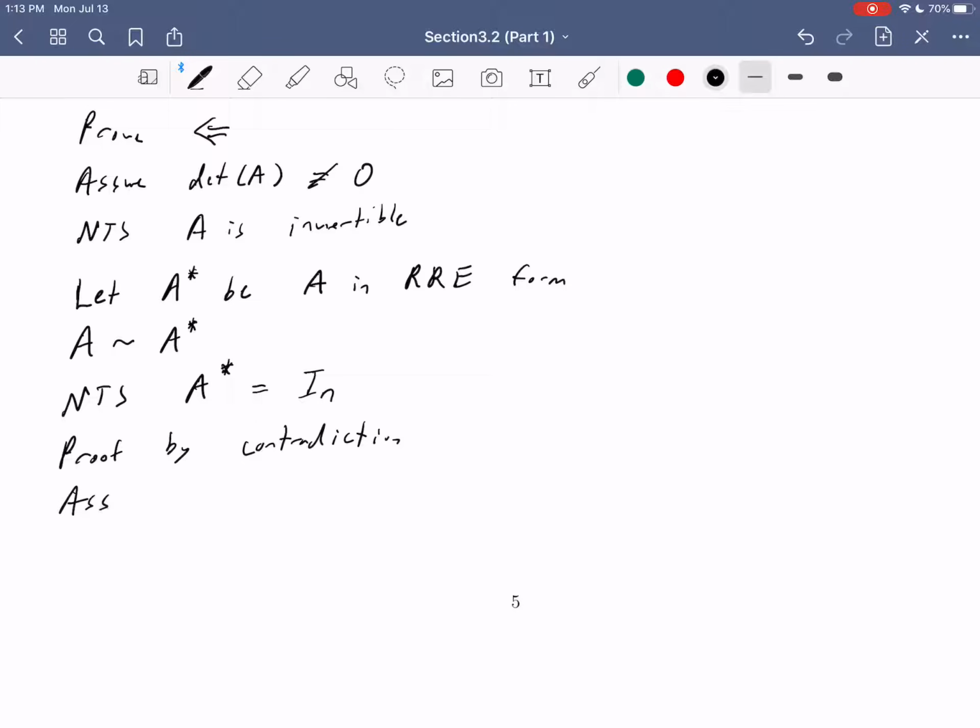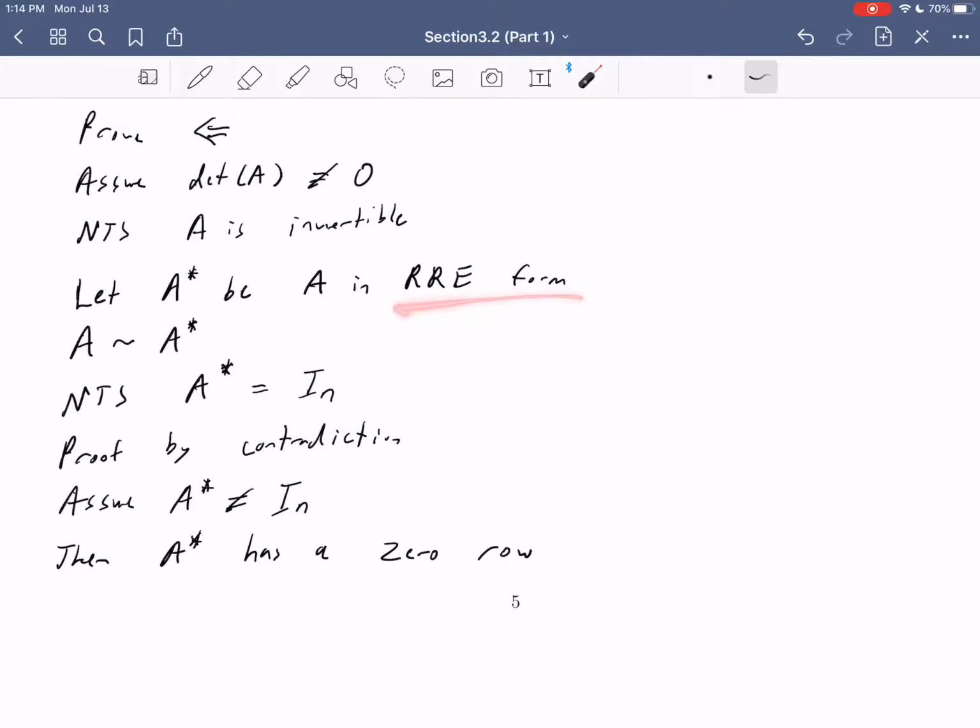So let's assume A star is not equal to the identity. Well, the only way that a reduced row echelon form is not going to equal the identity is if A star has a 0 row. So once you put it in reduced row echelon form, A star has to have a 0 row. If A star has a 0 row and it's in reduced row echelon form, then we've got some 1s on the diagonal, and then at some point we run into some 0s. That tells us that the determinant of A star is going to be equal to 0. So the determinant of A star must be equal to 0.